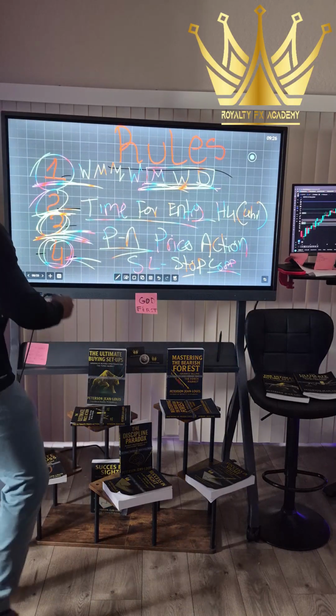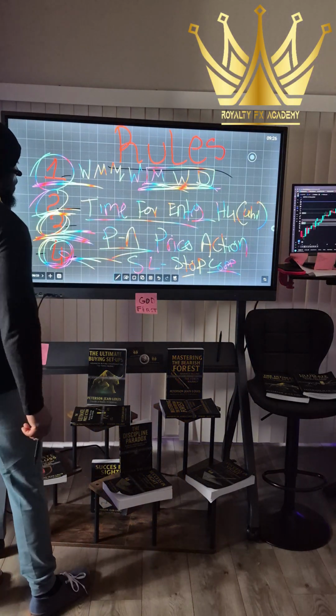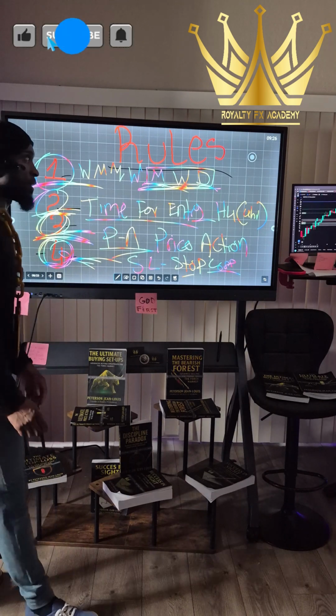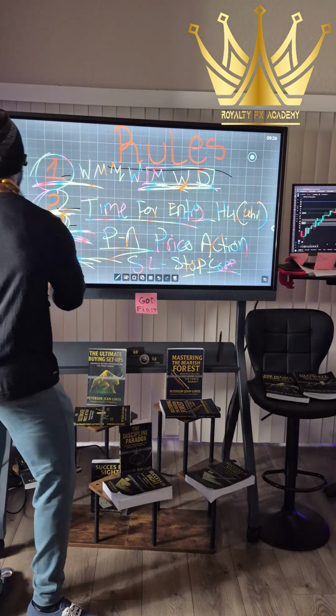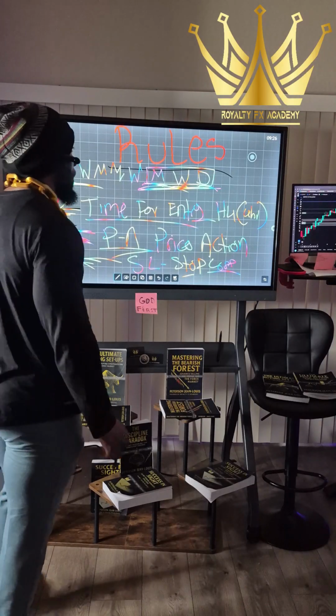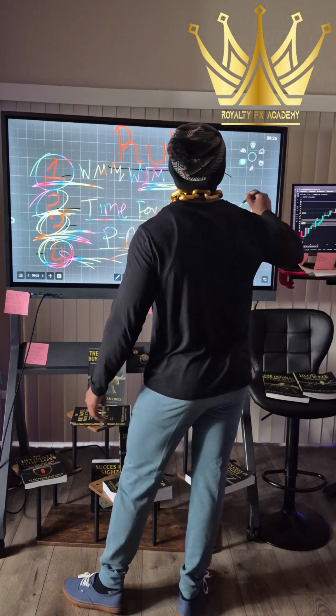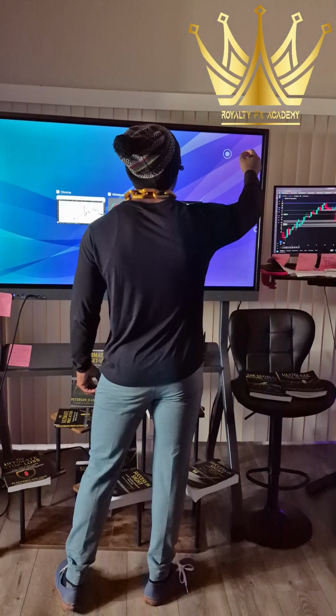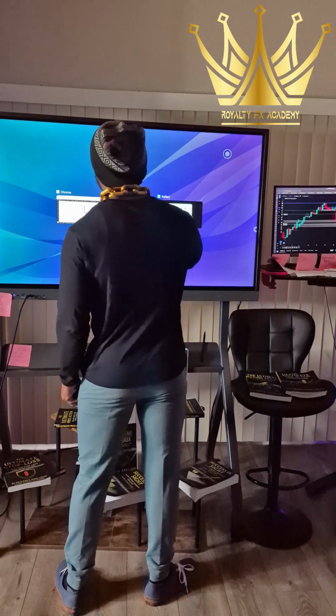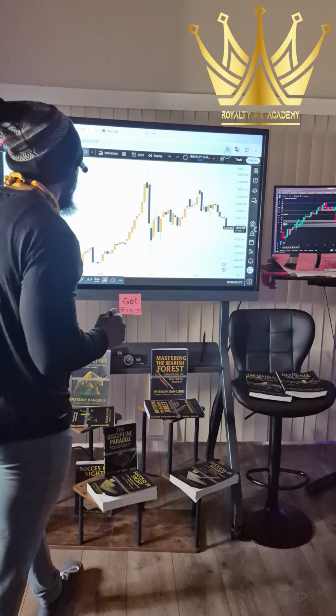And then of course, number 4 is stop loss. After you take a trade, the proper place to place your stop loss. So let's go ahead and get into it. All right, let's get into this.